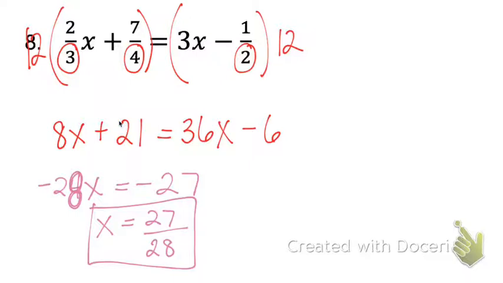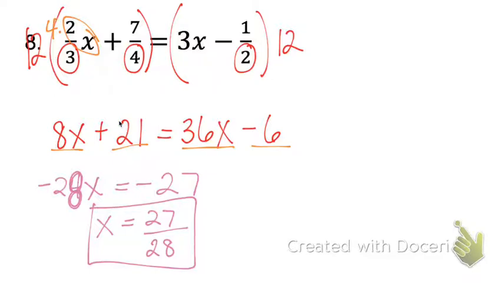Okay, with multiplying by 12, 12 divided by 3 is what? 4 times 2x gives me 8x. 12 divided by 4 is 3. 3 times 7 is 21. 12 times 3x is 36x. 12 divided by 2 is 6. 6 times 1 minus 6. Then from there, you just manipulate, move around.